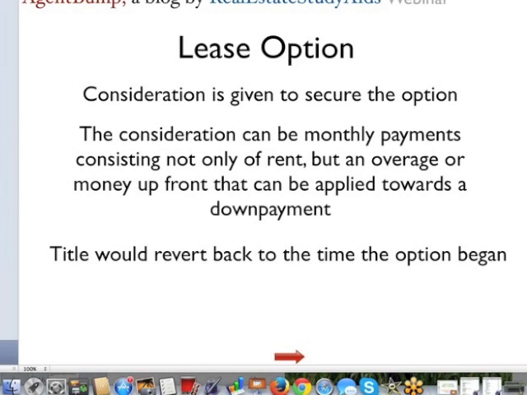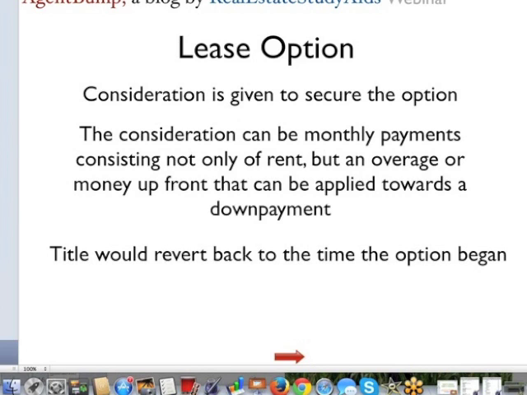The consideration could be monthly payments, consisting not only of rent, but even an overage of money up front that could be applied towards that down payment. And here's the interesting thing about this lease option. So I rent Peggy's property for a year. At the end of the year, I want to exercise my option. On title, how long have I owned that property? You haven't owned it yet.